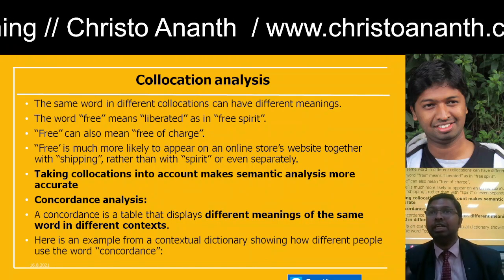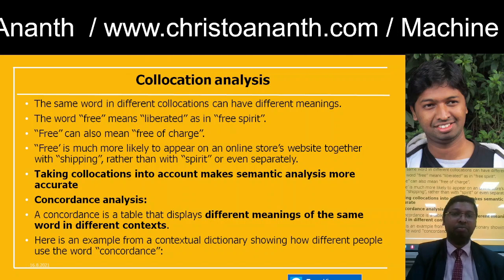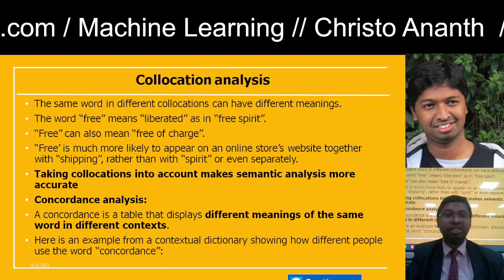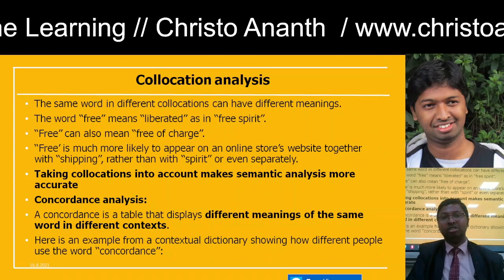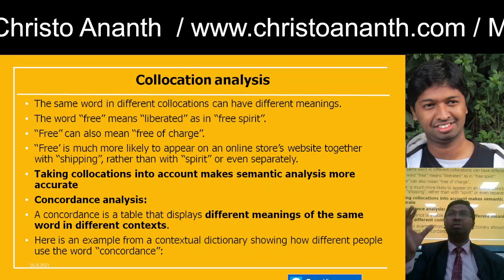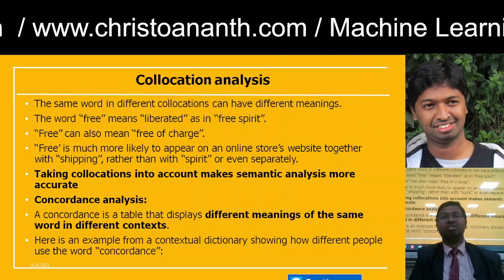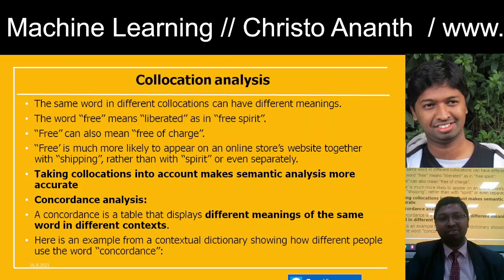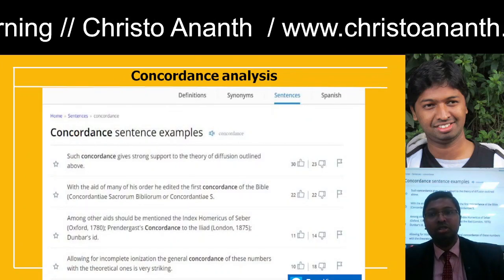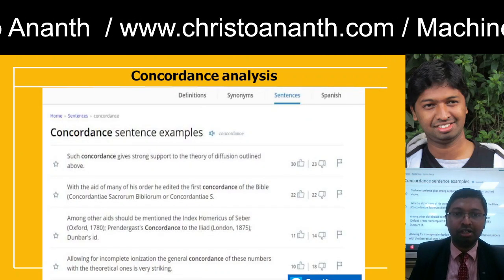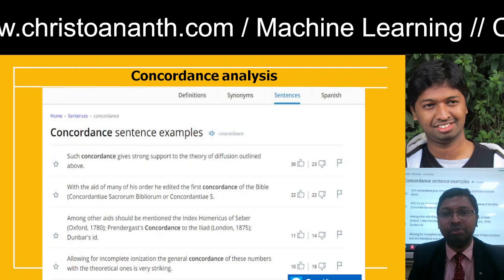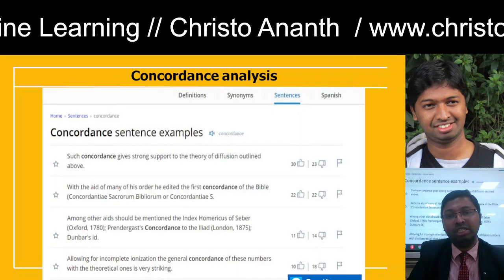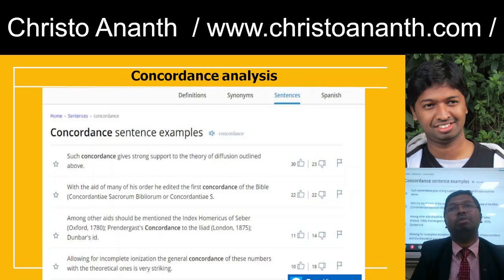So it makes sentiment analysis much more accurate as well. Then you have concordance analysis. It's a table which displays different meanings of the same word in different contexts. As I told you, one word can have different meanings. We also saw free has different meanings. You can see these examples. Such concordance gives strong support to the theory of diffusion outlined above. Another example: with the aid of many of his order, he edited the first concordance of the Bible.